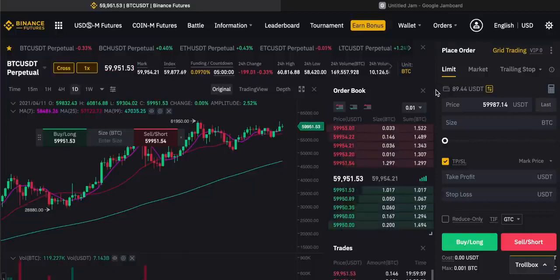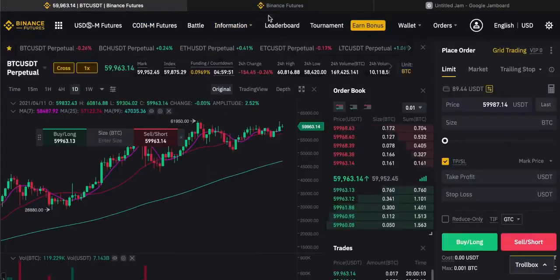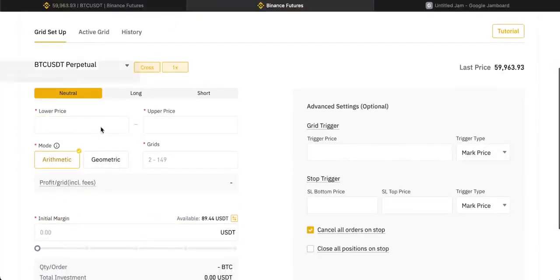So to get right into grid trading, we're going to come up to this grid trading right here. This is actually our trading bot. So I'm just going to click on this. It will take us through to this page. It actually takes us out of the trading page. It actually is quite simple and step by step in terms of what you can do here, but I'm going to explain everything for you.